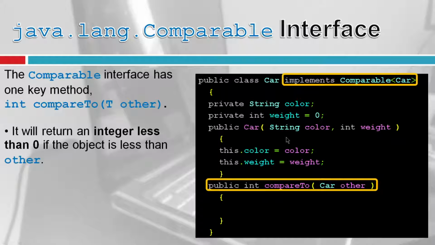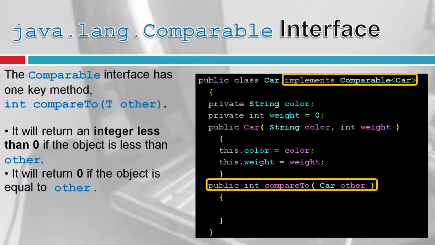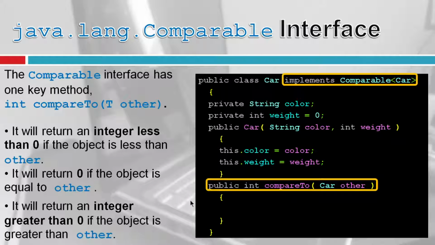If the car is equal to another car, it'll return 0. And if this car is greater than another car, it'll return a greater than 0 number. Now, how can you say one car is greater than another car? You have to come up with that algorithm.